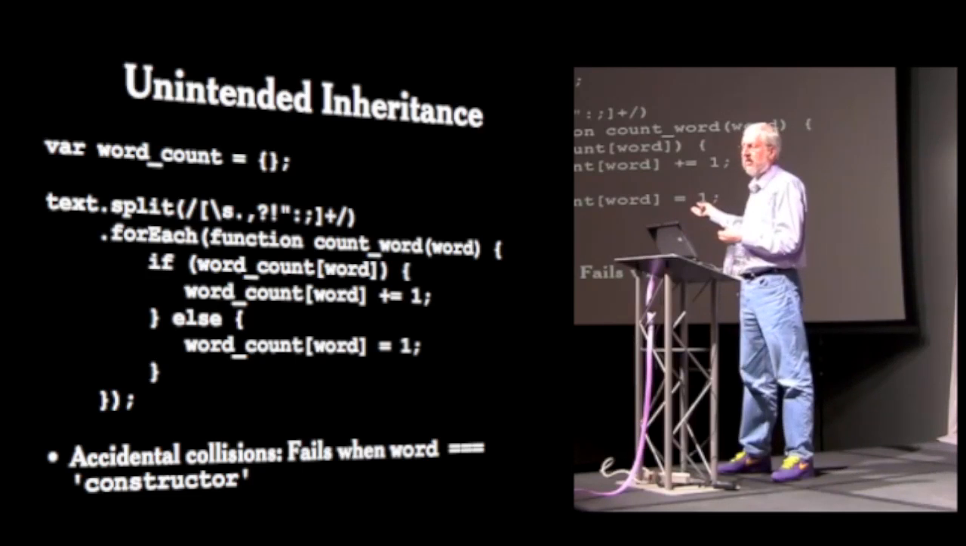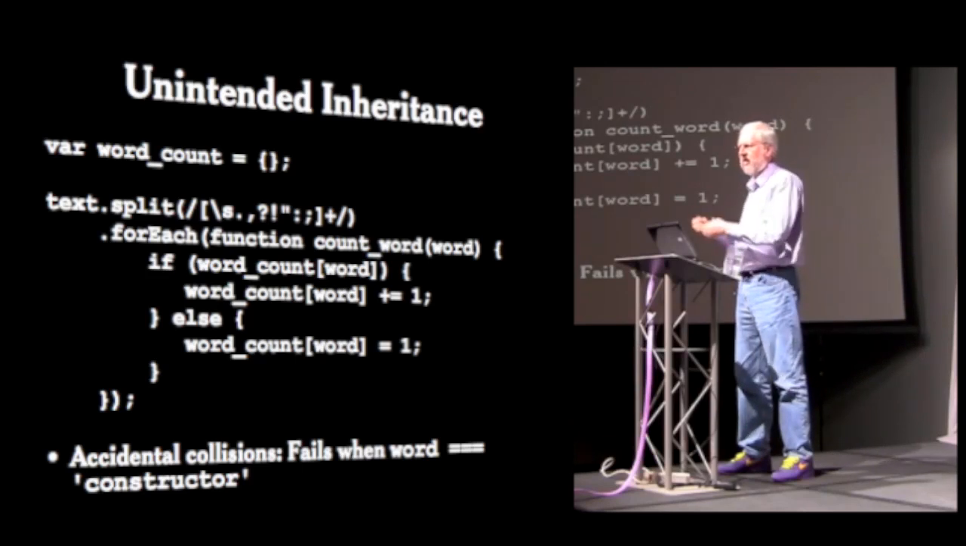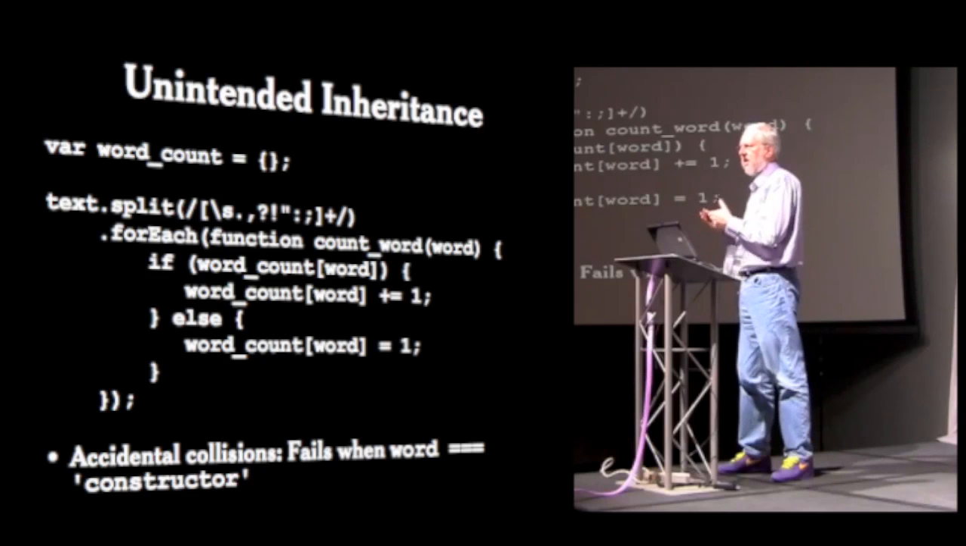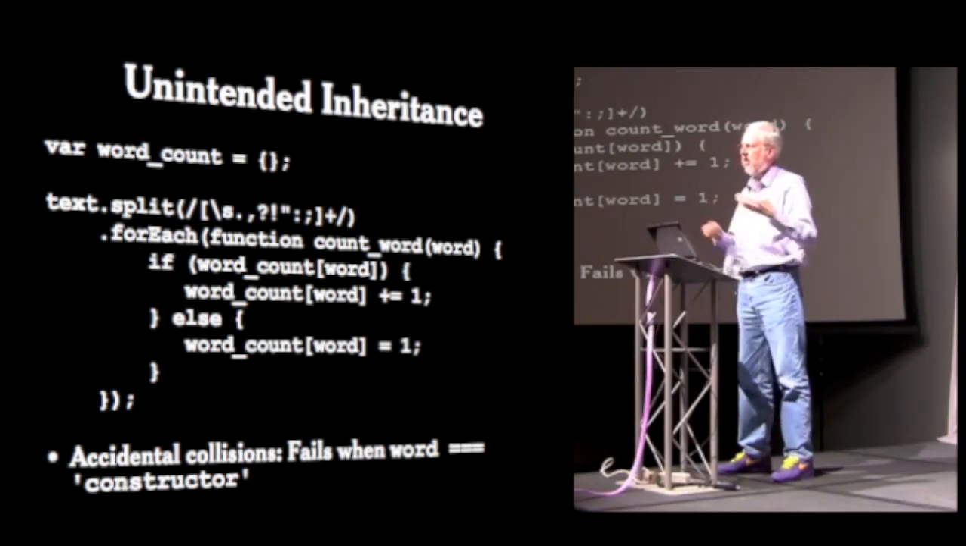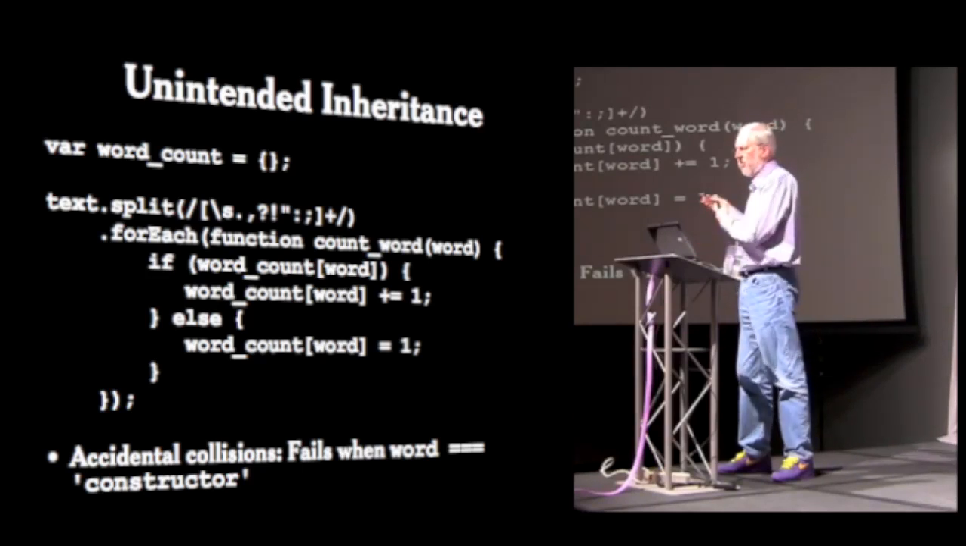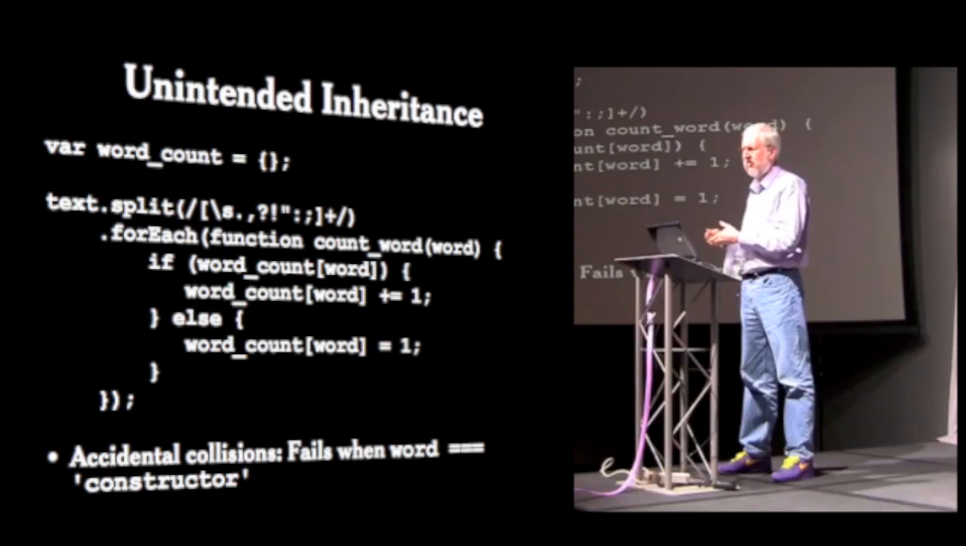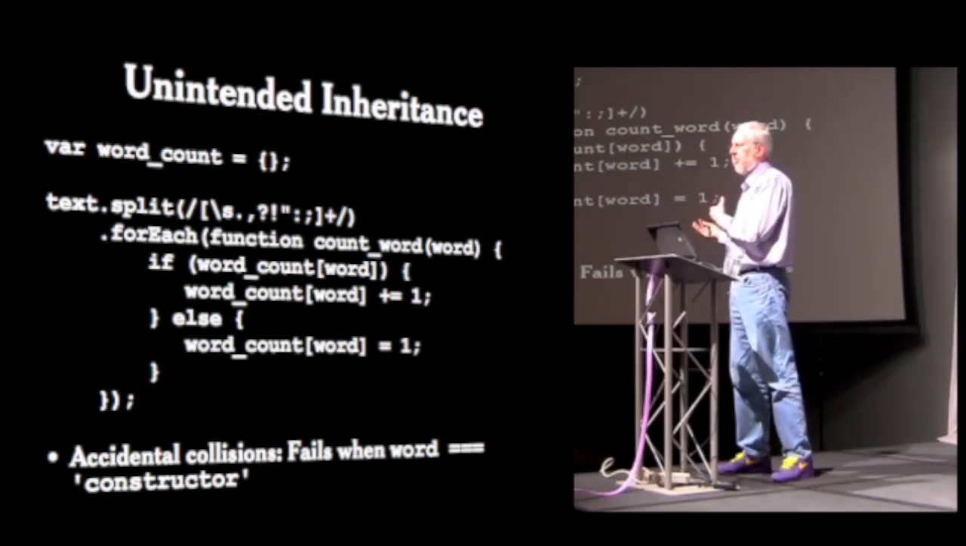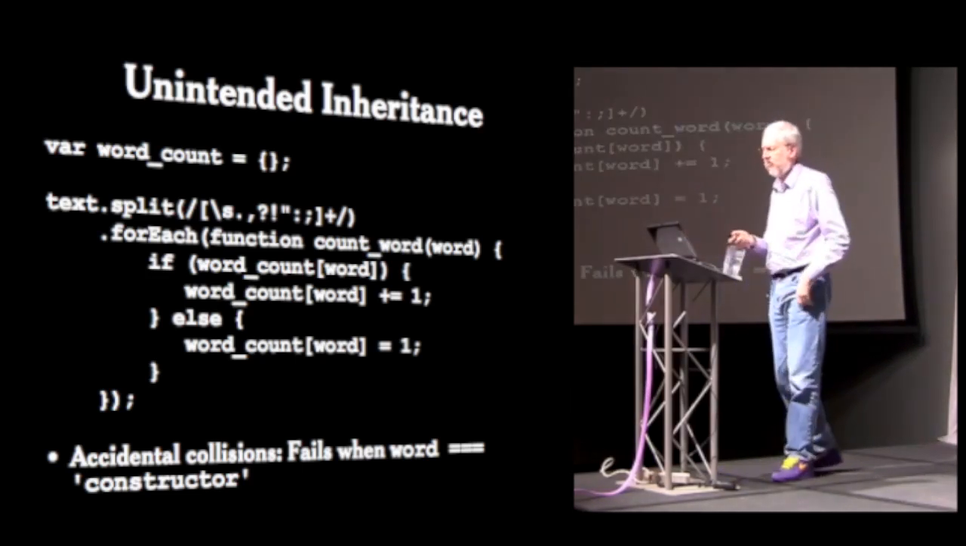The problem with this implementation is that if one of the words in our text is "constructor", then it will fail in a really unexpected way. And that's because constructor is a word that's inherited by all objects. And most of the time we don't notice that, but sometimes, like in applications like this, it bites us. So fortunately, ES5 now provides us several alternatives for getting around that problem.